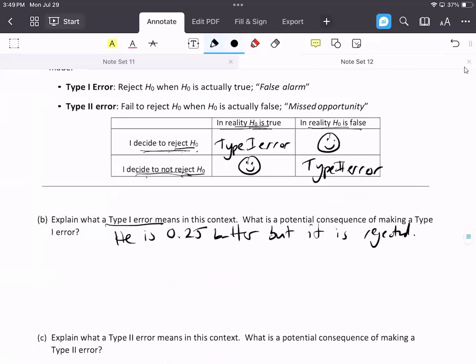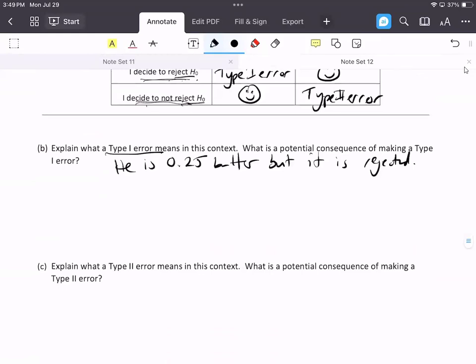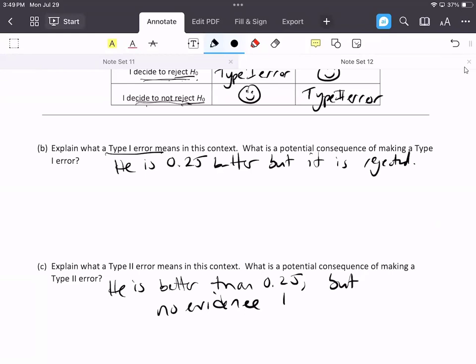On the other hand, a type 2 error, what is that in this context, and what's the potential consequence of making a type 2 error? Well, he actually is better, he is better than 0.25, but no evidence was found. There's no evidence that he has improved. This is bad for the player. No raise, even though he deserved one.